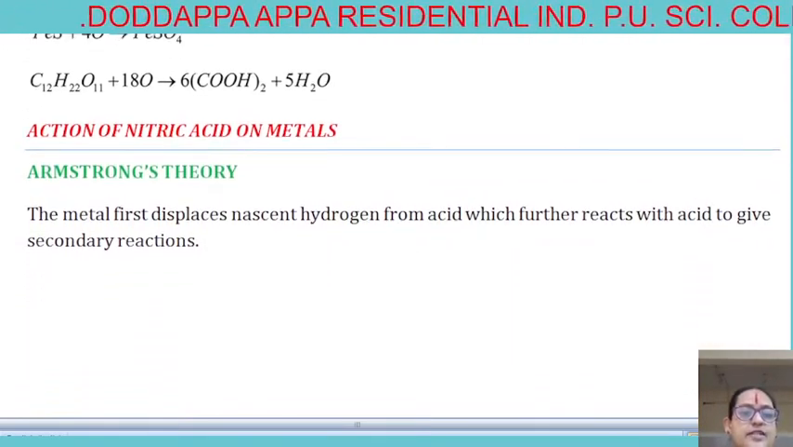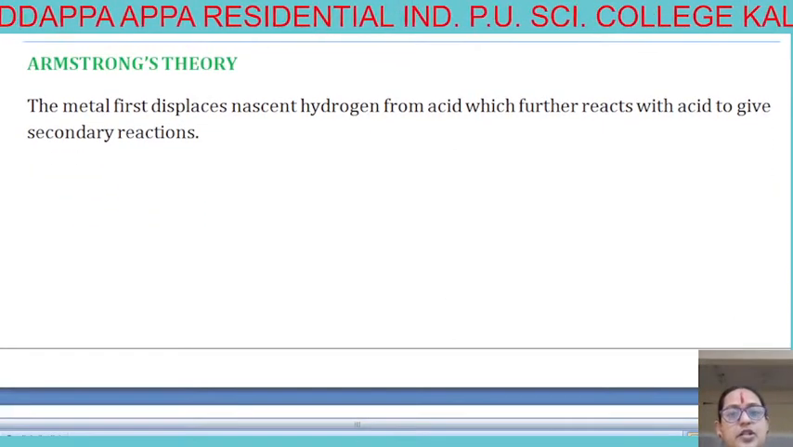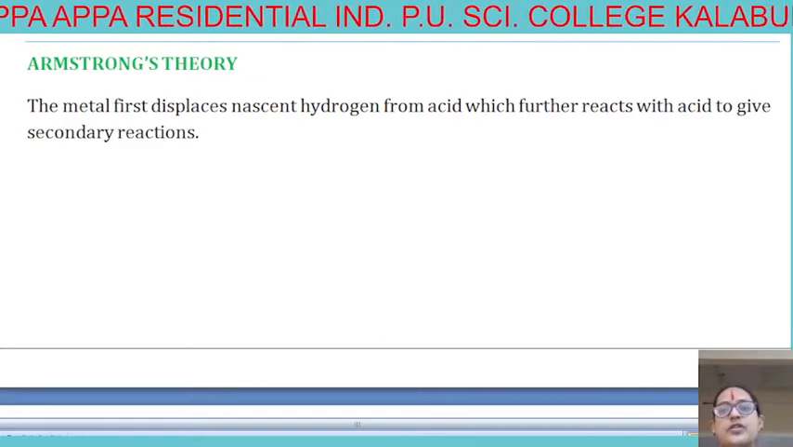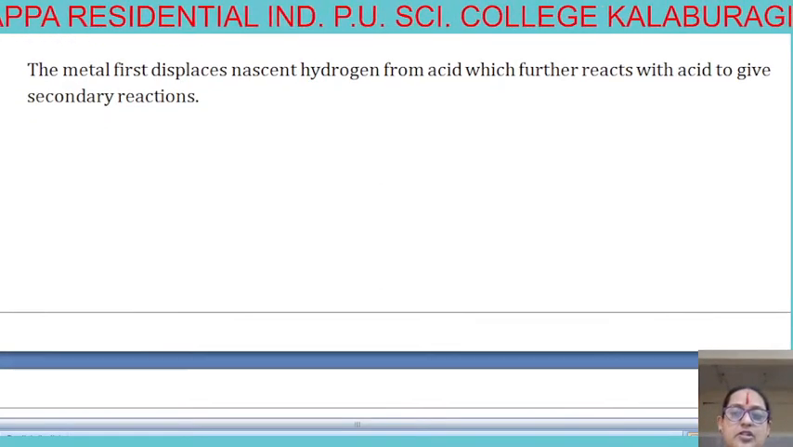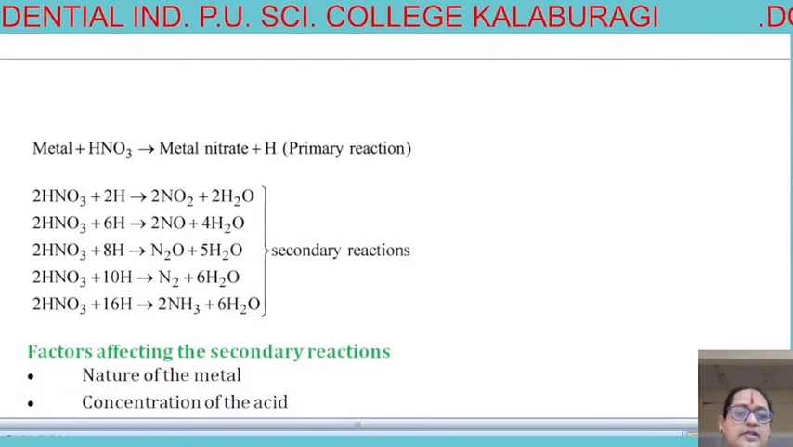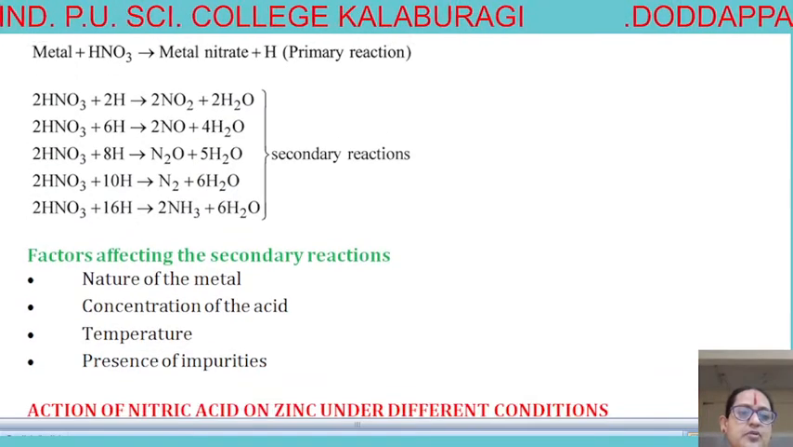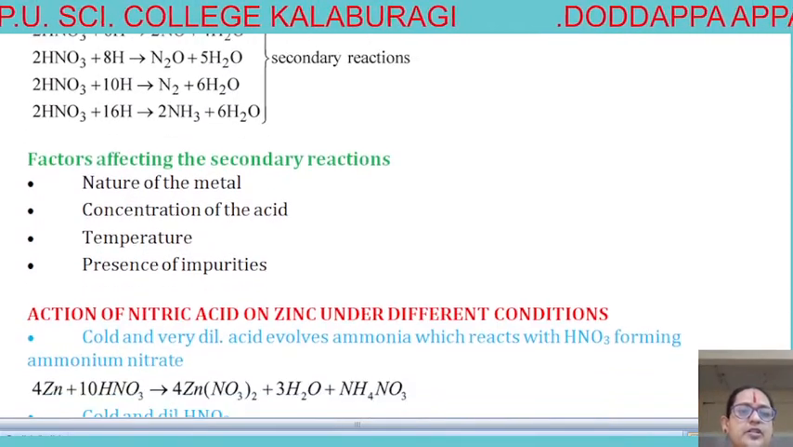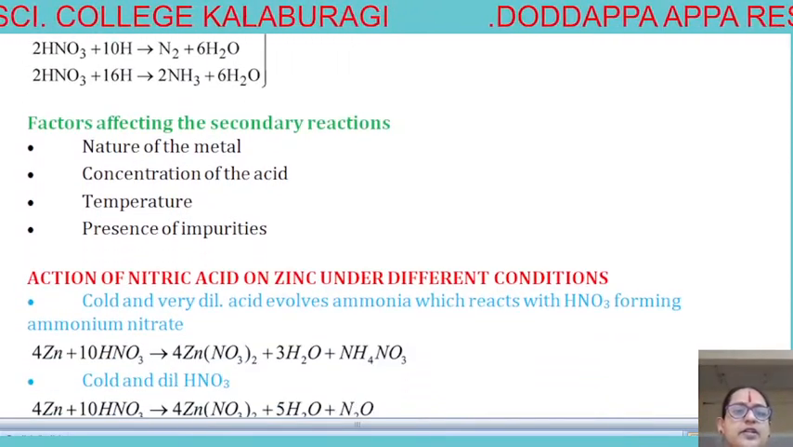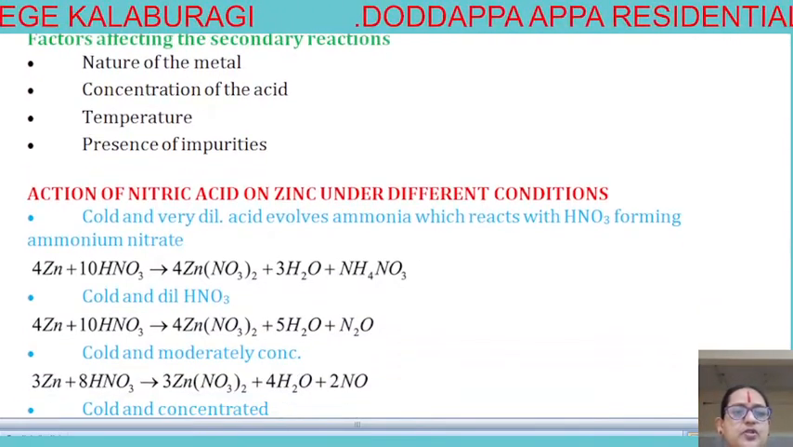Action of nitric acid on metal. Here this is Armstrong theory. The metal first displaces nascent hydrogen from the acid, which further reacts with the acid to give a secondary reaction. Here is the reaction. In the primary reaction, it forms metal nitrates. In the secondary reaction, it forms nitrogen dioxide, nitric acid, nitrogen, and ammonia. Factors affecting the secondary reaction are the nature of the metal, concentration of the acid, temperature, and presence of impurities. We need to know one by one.